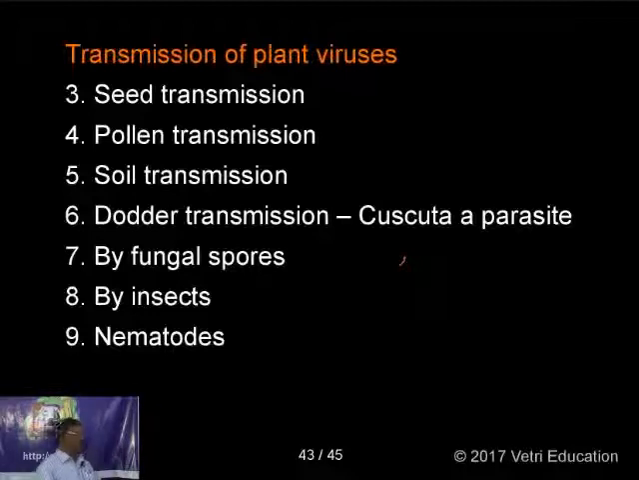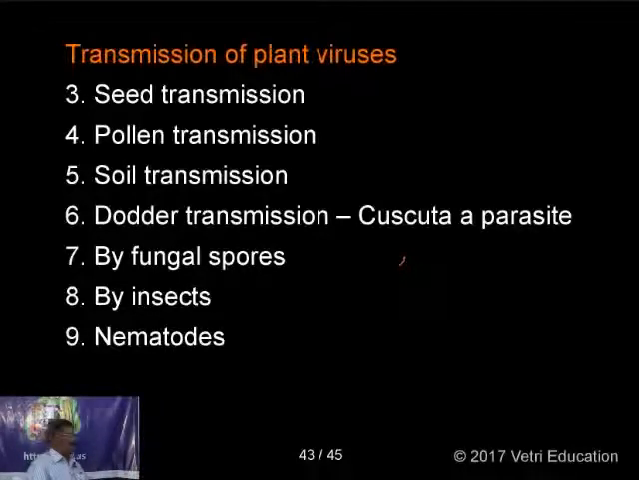Then there are fungal spores. In the atmosphere there are a number of fungal spores, pollen grains, etc. So through these fungal spores also the disease is carried from one plant to another plant. Another, by insects, you cannot control the insects. The insects are moving from one place to another place, and one flower to another flower, so they carry the disease. The last one is the nematodes.